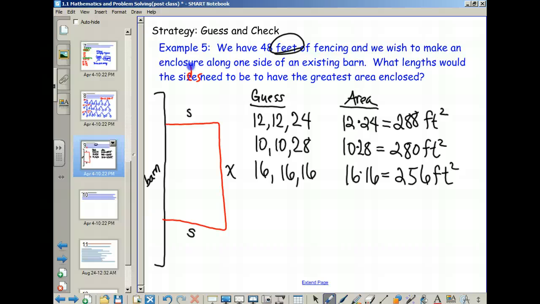So what else could I check? Because it still could be that there's a slightly different or slightly higher number. 14? And 20? So what's 14 times 20? 280. I think I've seen that number before.